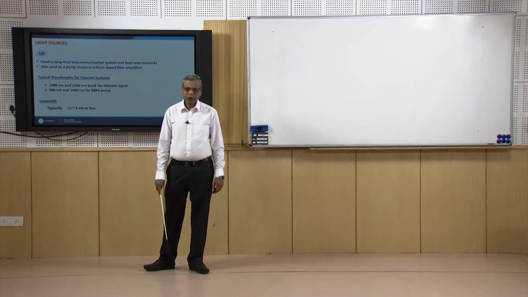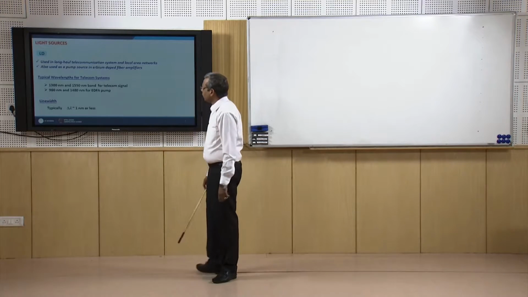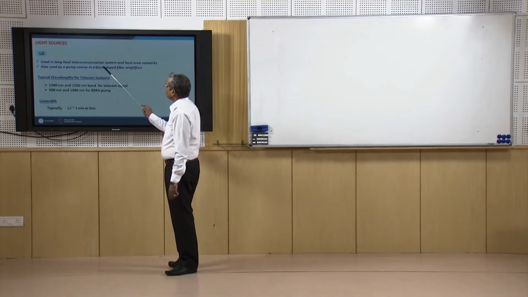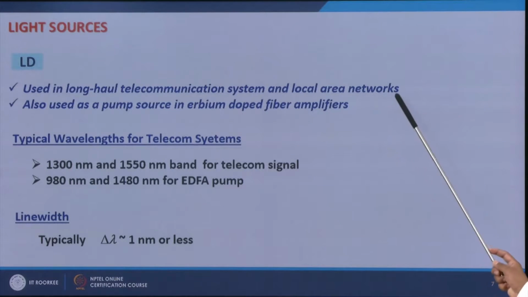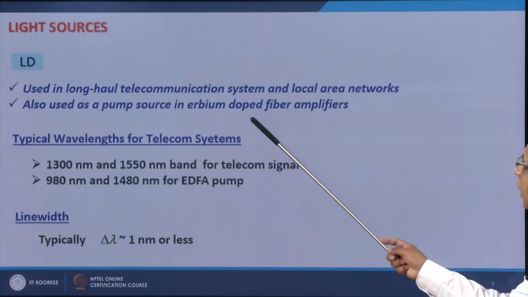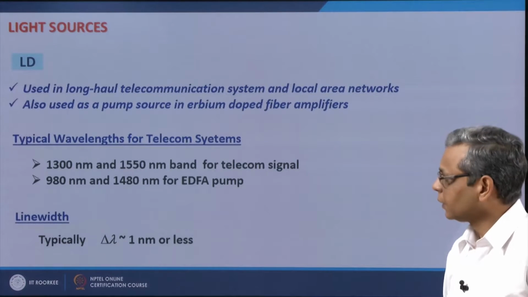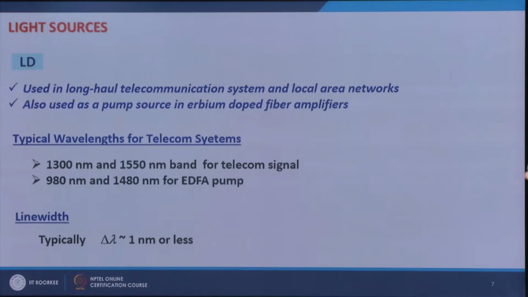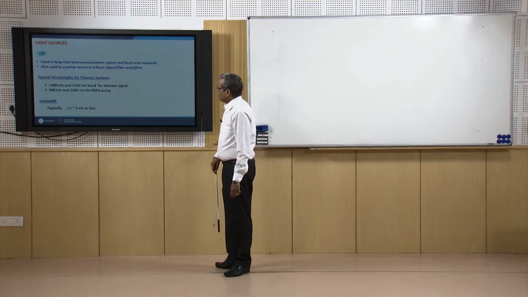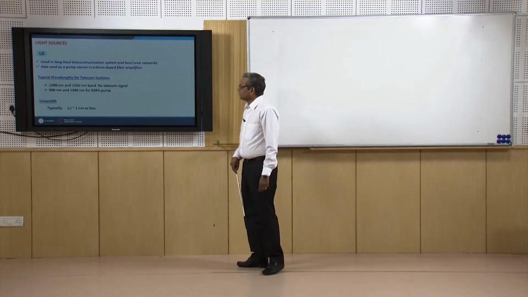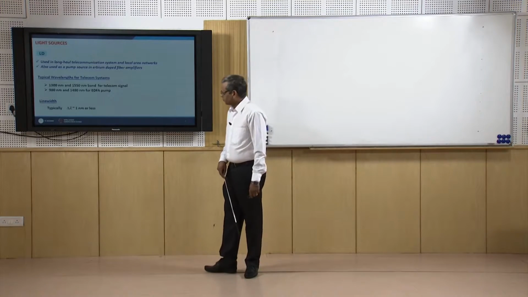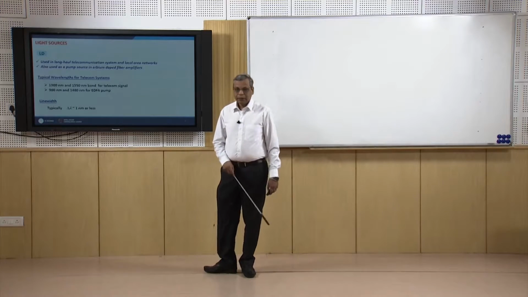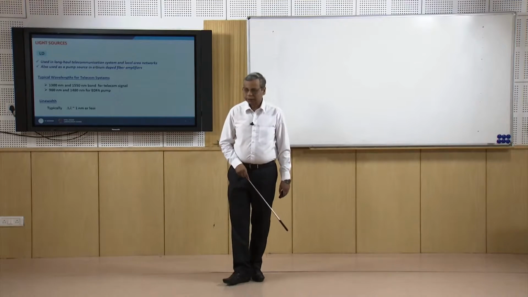Another source for telecom systems is the laser diode, LD, which is used in long haul telecommunication systems and in local area networks. It can also be used as a pump source in erbium doped fiber amplifiers. Typical wavelengths are the 1300 nanometer and 1550 nanometer bands for telecom signals, and 980 and 1480 nanometer for EDFA pumps. The typical line width of a laser diode is 1 nanometer or less.